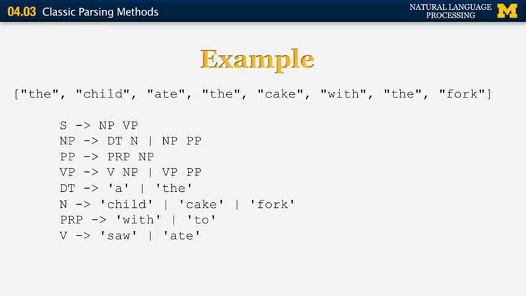So going back to CKY, the sentence that we want to parse is the same. The child ate the cake with a fork. The grammar is the same, and as you can see, it is in binary form. Let's confirm this. S goes to NP VP. There are 2 non-terminals. This is fine. Both rules for noun phrases include 2 non-terminals on the right-hand side, so this is fine. The same thing applies for prepositional phrases and verb phrases.